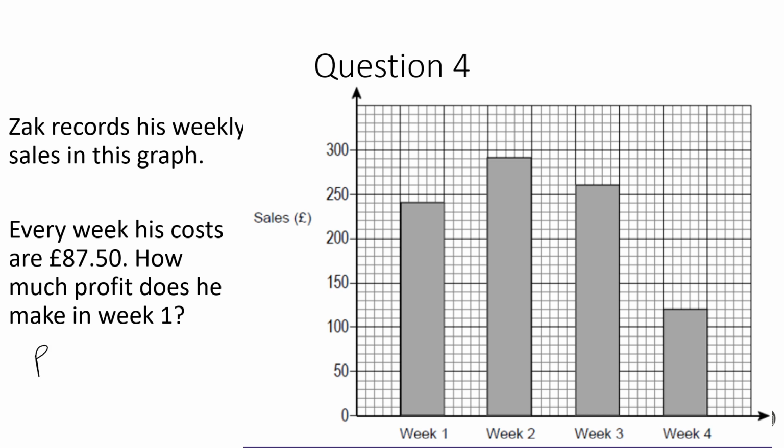So profit is always income. In this case, it's the sales from whatever he's selling minus the costs. So we need this sales data from this bar chart. So pause your video and have a go at this.